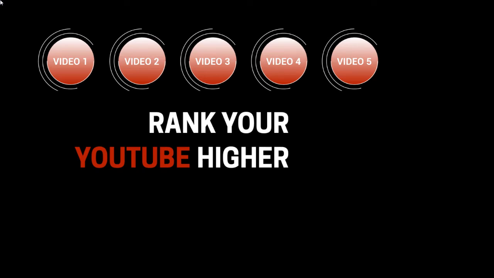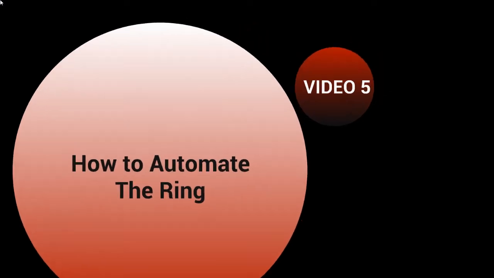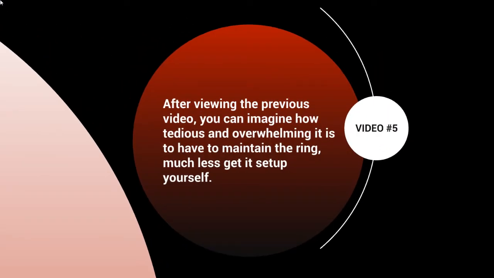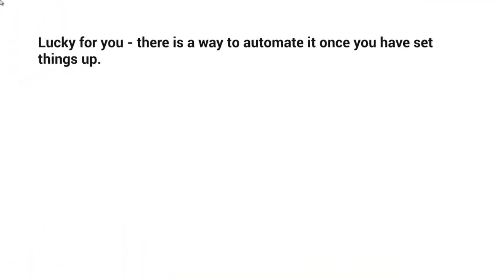Hello and welcome back. This is video number 5. We're going to talk about how to automate the ring, now that you understand how everything is interlinked, how everything is connected, and how you can be creative and make your own ring. After viewing the previous video, you can imagine how tedious and overwhelming it is to maintain the ring, much less get it set up yourself. But lucky for you, there is a way to automate it once you have set things up. Getting things set up is the tedious process.